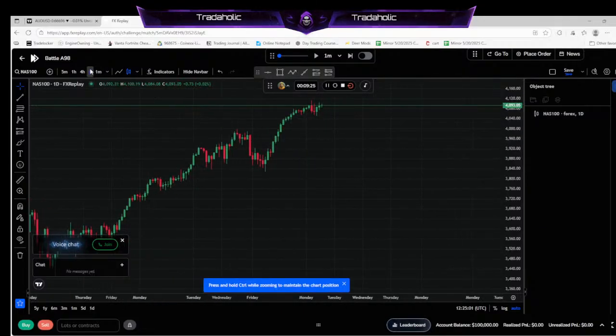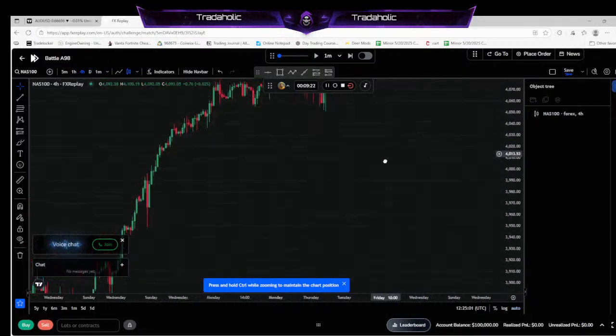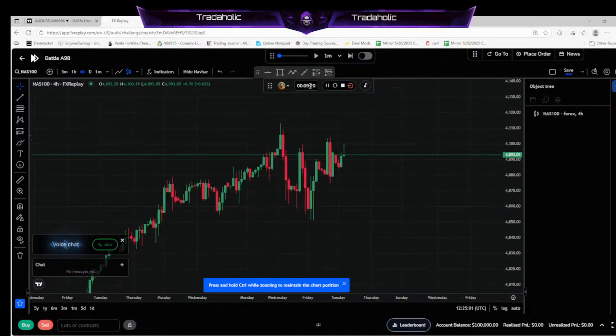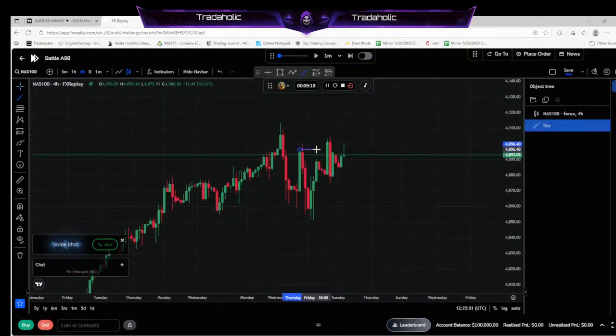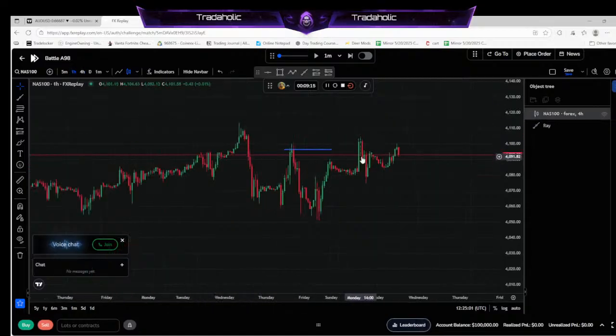Daily time frame overall bullish, all-time highs. 4-hour time frame overall bullish. We are making a new high right over here. 1-hour time frame bullish, right?